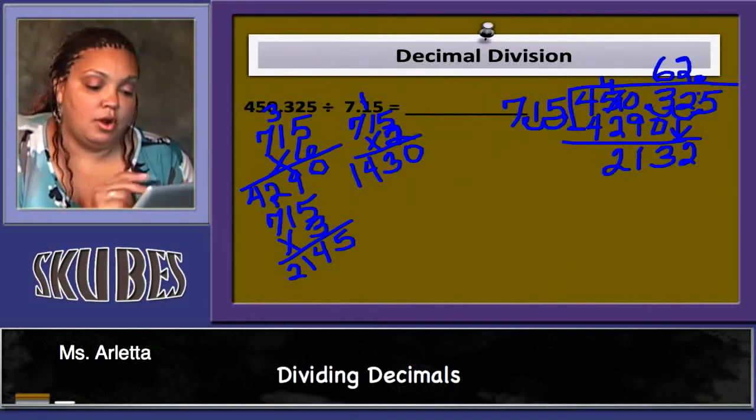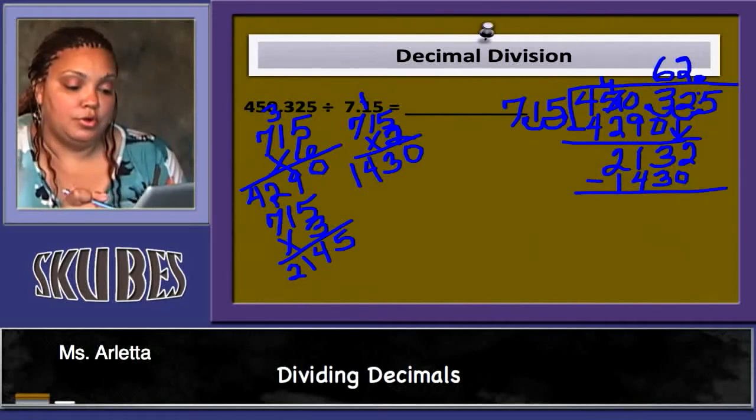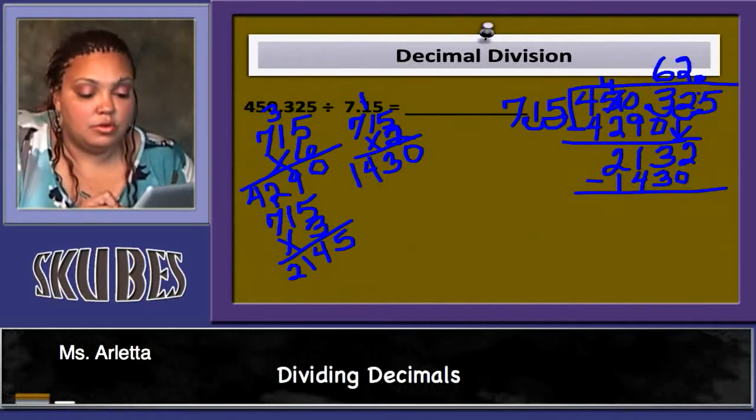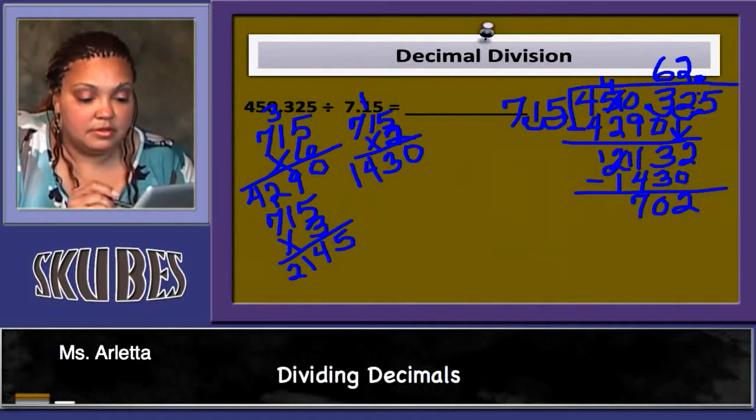715 times 2, we've already multiplied it. The answer is 1,430. And we need to subtract that from the 2132. 2 minus 0 is 2. 3 minus 3 is 0. 11 minus 4 is 7. And we'll bring down our 5.